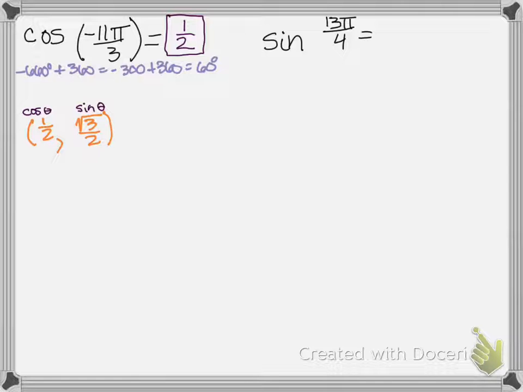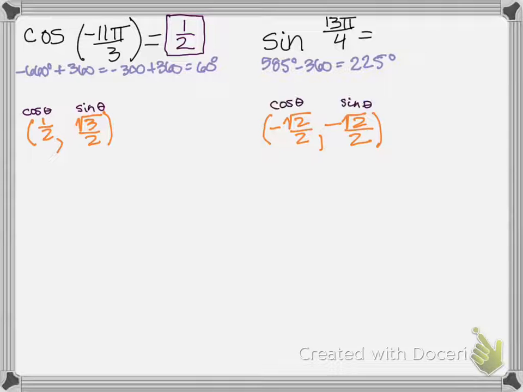We want sine of 13 pi over 4. 13 pi over 4 is not on the unit circle. Converted to degrees, it's 585 degrees. That's too big, so subtract 360. You get 225 degrees. That's the ordered pair, negative square root of 2 over 2 and negative square root of 2 over 2. Remember, the first number is cosine, the second number is sine. The problem wants us to find sine, so it's just negative square root of 2 over 2.